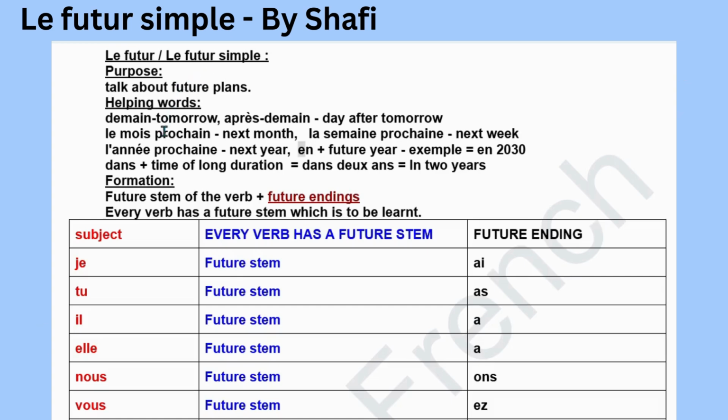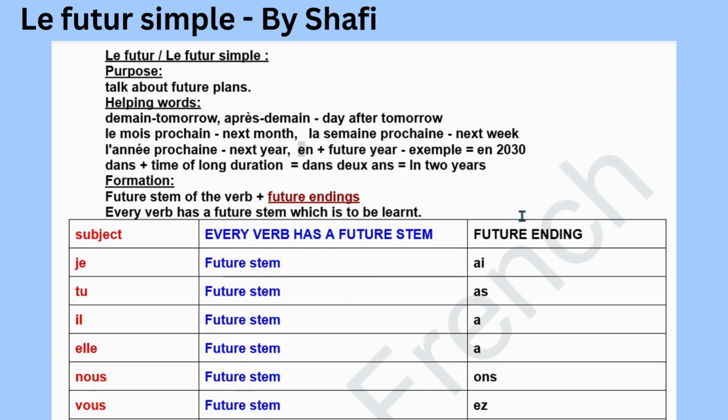Example, the helping words are demain, après-demain, demain tomorrow, après-demain day after tomorrow, mois prochain next month, semaine prochaine next week, année prochaine next year, or the preposition en plus any year referring to the future, or the preposition dans followed by a long duration of time in the future, like dans 2 ans, in 2 years, dans 6 mois, in 6 months, like that. Then to form the future simple of any verb, you should know the future stem of that verb.